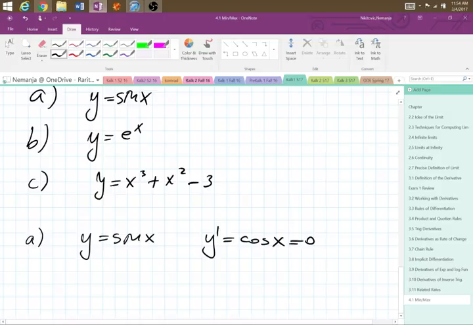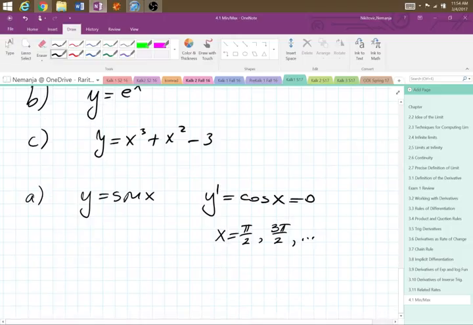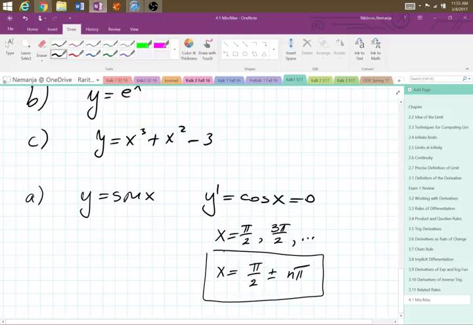What are the values of cosine that will produce 0? Exactly. Pi over 2. And what else? Plus 2n pi. So we have infinitely many solutions, which is pi over 2 plus or minus n pi, because it's happening every n pi. This is infinitely many solutions.